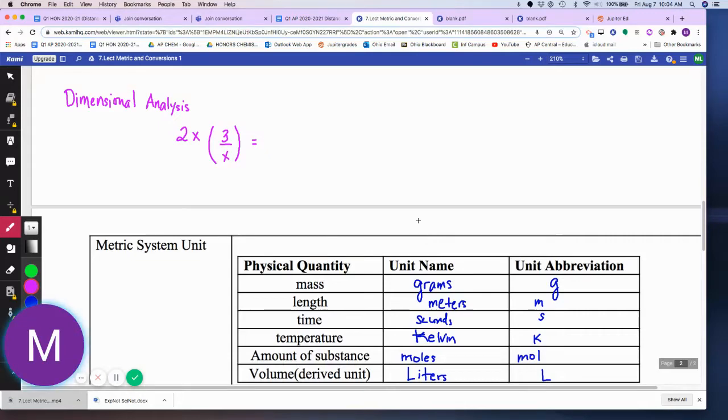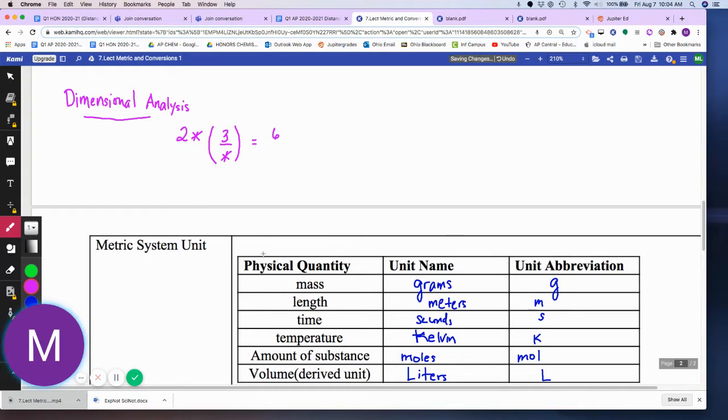In this lesson, I will teach you how to use dimensional analysis to convert one unit to another. It is called dimensional analysis because if you see something in the numerator, the other dimension is the denominator, and these two numbers will cancel, and you just multiply across. 2 times 3 is equal to 6.